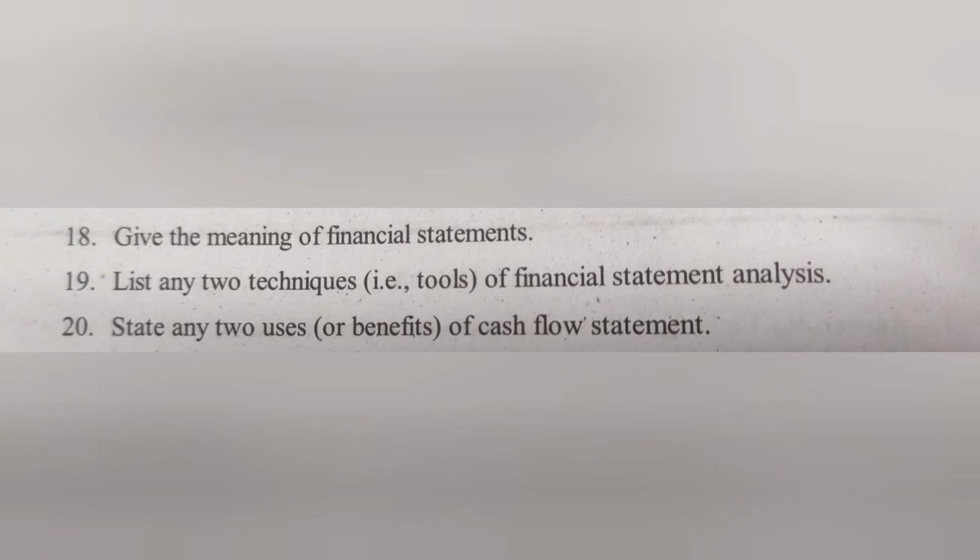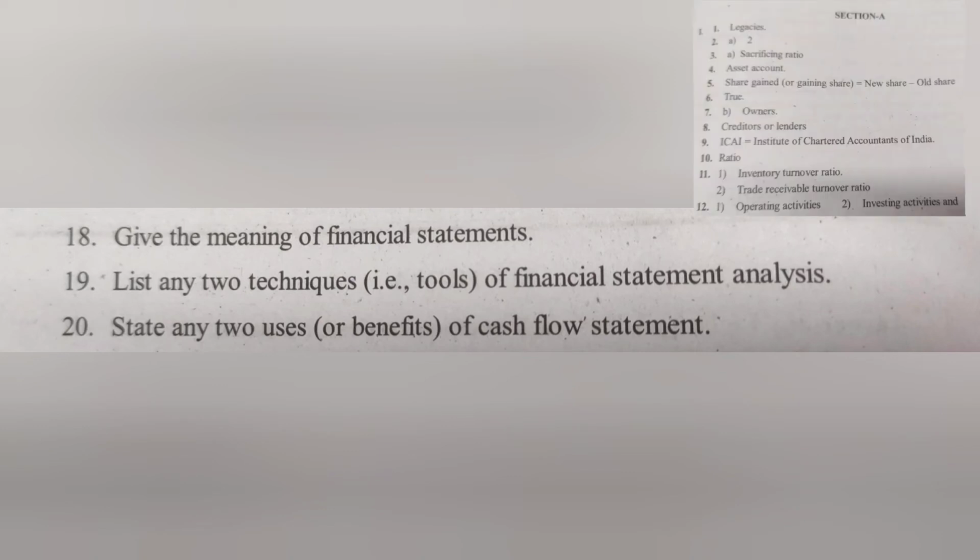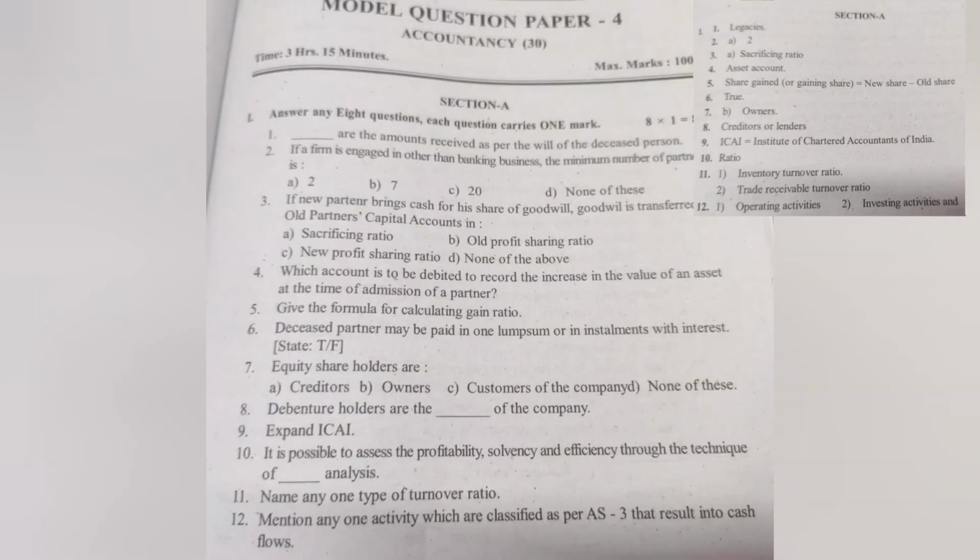First question: what are the amounts received as per the will of the deceased person? It is as per the legacies. Second, if a firm is engaged in other than banking business, the minimum number of partners is 2. If a new partner brings cash for his share of goodwill, it is transferred to the old partners' capital accounts in the ratio of sacrificing ratio. Which account is to be debited to record the increase in the value of an asset at the time of admission of a partner? That is the asset account.